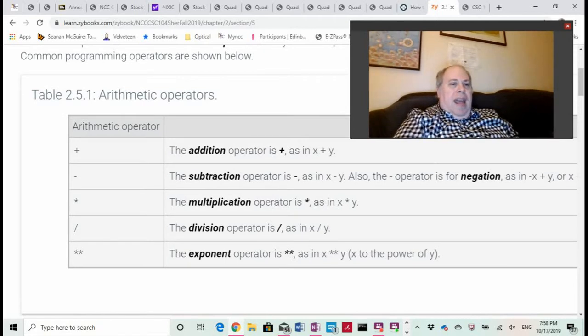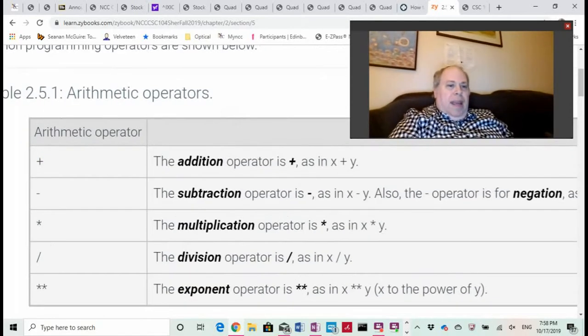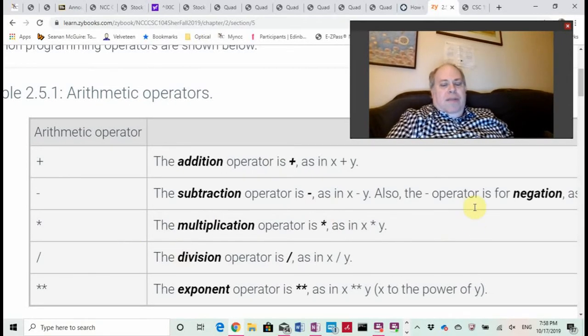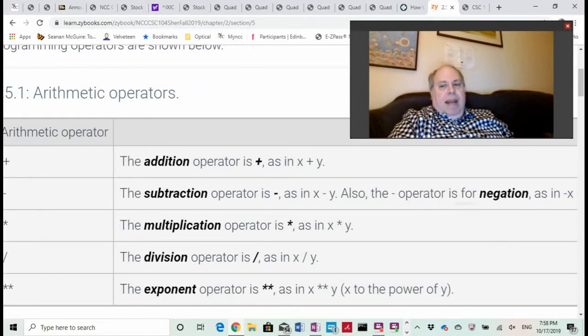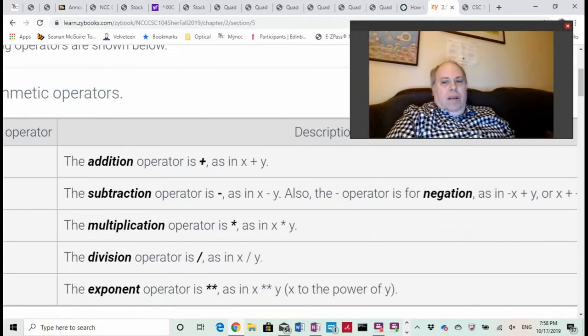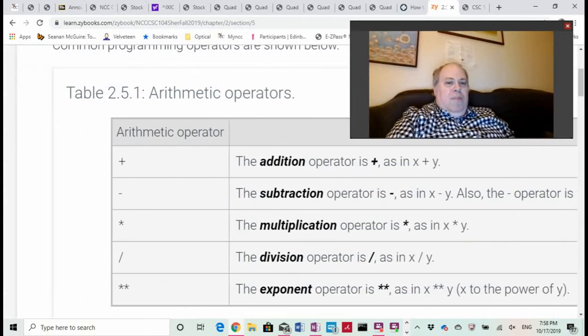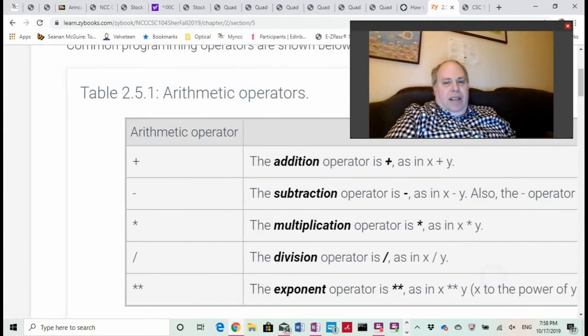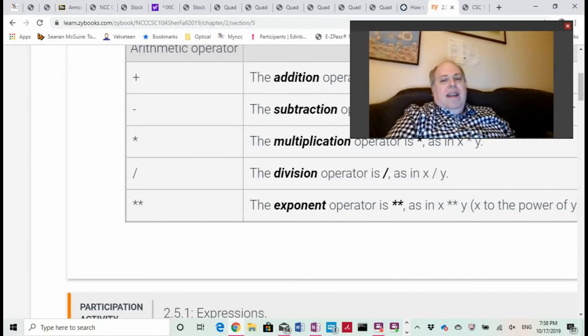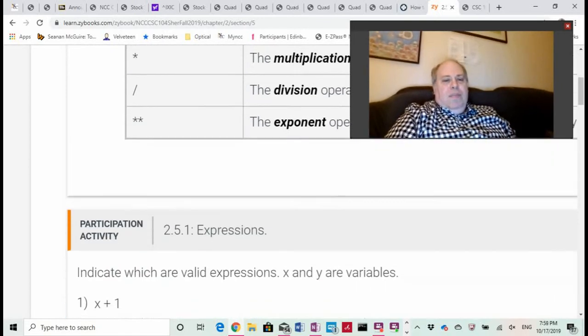So we can add plus things. We can minus things, subtract. We can also put a minus in front of something to make it negative, or if it's negative, make it positive. So we could write minus x plus y, or x plus minus y. We can multiply. This is all standard arithmetic stuff. And as I mentioned earlier, the exponent is a double star.